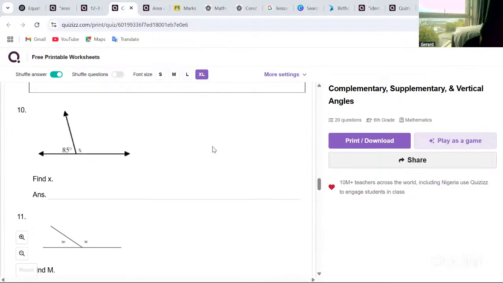Okay, 180 minus 85. Borrow, and 7, 1, 0. I've got my answer already. So what's your answer, Chimamanda? Have you sent your answer in the chat? 155. That's what I got. 155.